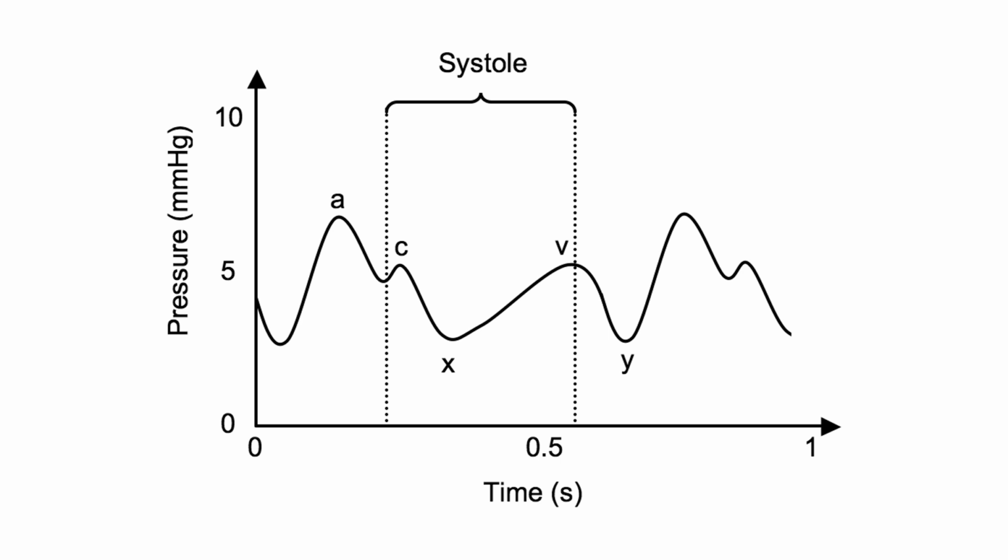This is the V wave. Then the tricuspid valve opens and blood fills the right ventricle in early ventricular filling. This is the Y descent.